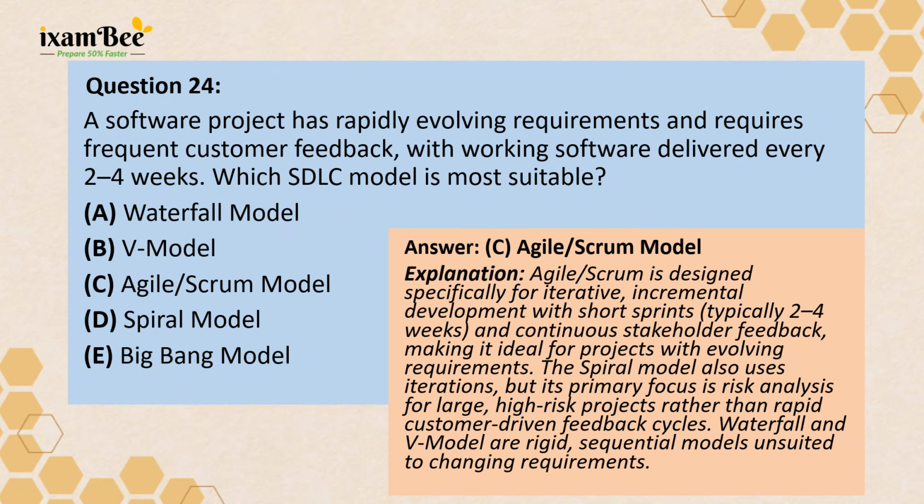Agile and Scrum are built specifically around short iterative cycles with continuous stakeholder involvement, which makes them ideal when requirements are expected to change along the way. It's worth distinguishing this from the spiral model, which is also iterative, but its primary focus is risk analysis on large high-risk projects, not rapid customer-driven feedback cycles. Waterfall and V model, meanwhile, are rigid and sequential, requiring requirements to be locked in early, completely unsuited to this scenario. So here the answer is option C, which is Agile Scrum model.